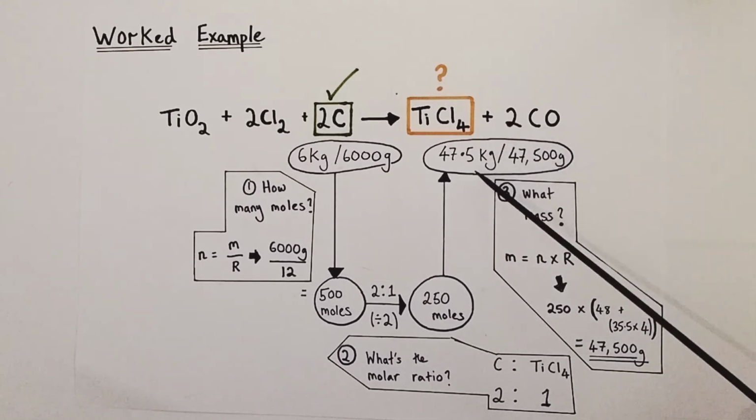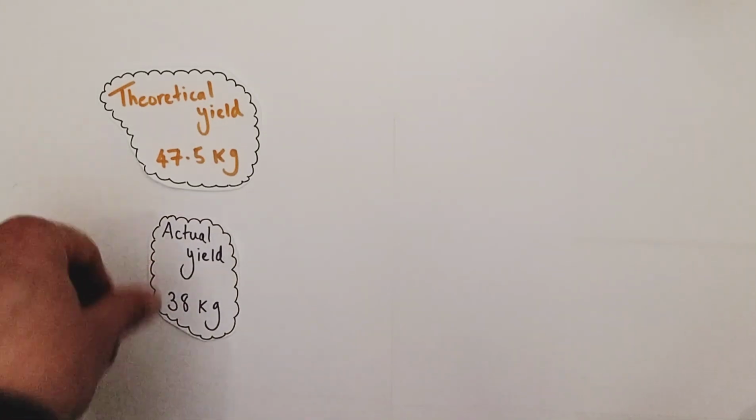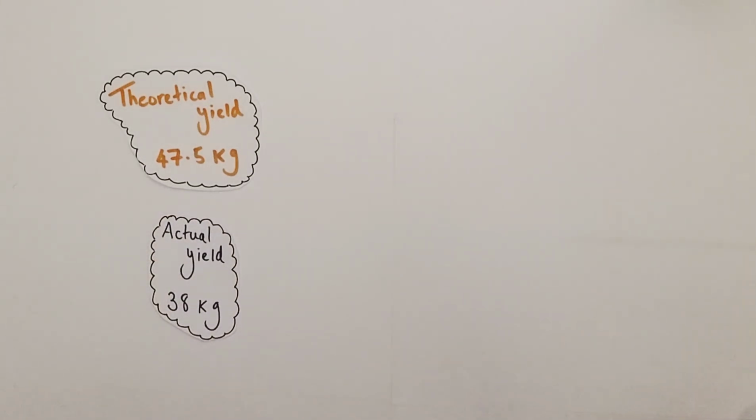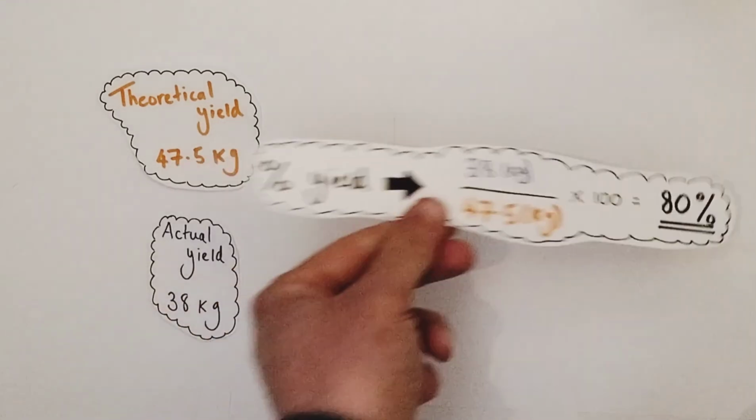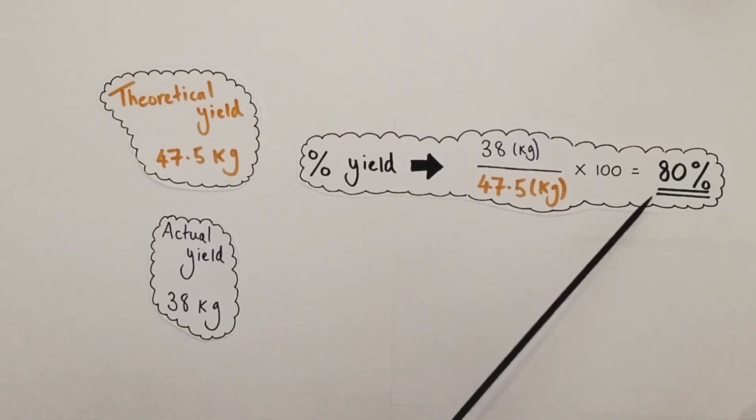So this is our theoretical yield. Mathematically, if the reaction was absolutely perfect in its conversion of reactants to products, we would form 47.5 kilograms of titanium tetrachloride. So our theoretical yield there was 47.5 kilograms. Now let's imagine we do the reaction in the real world and we actually get a real world yield of 38 kilograms, less than the theoretical yield. Our percentage yield calculation would therefore be 38 kilograms divided by 47.5 kilograms times 100 to convert to a percentage, giving us a percentage yield of 80%.